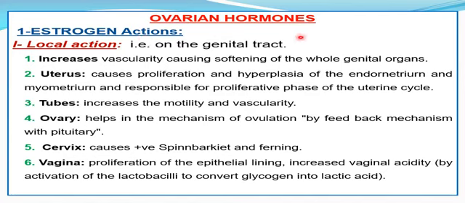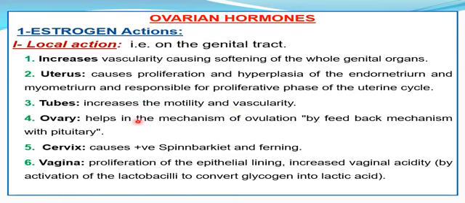On the genital tract, if you remember, estrogen increases vascularity and blood supply of all organs of the female genital tract and pelvis, including the muscles, pelvic fascia, and skin of the vulva, leading to softening of the whole genital tract. On the uterus, it is responsible for the first half of the menstrual cycle by causing proliferation and hyperplasia of the endometrium. On the tubes, it causes increased motility and vascularity.